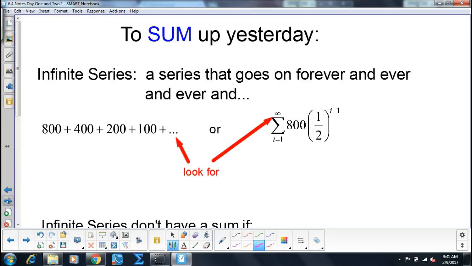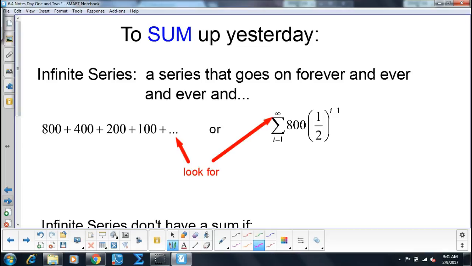So, to sum up yesterday, an infinite series is a series that goes on forever and ever. We have to look for the 3 dots at the end. Okay? That signifies that it goes on forever. In summation notation, we have to look for the infinity as our upper limit. Okay? So those are the 2 ways that we find it.